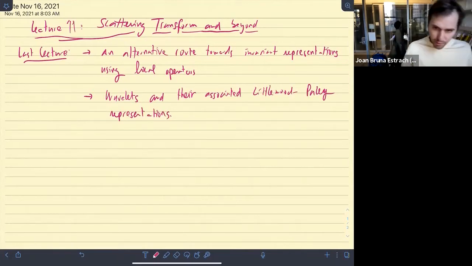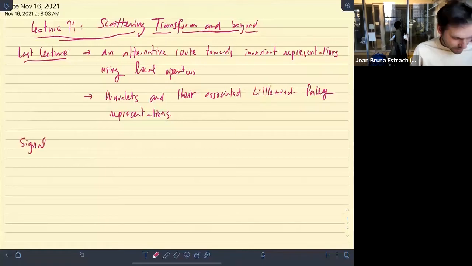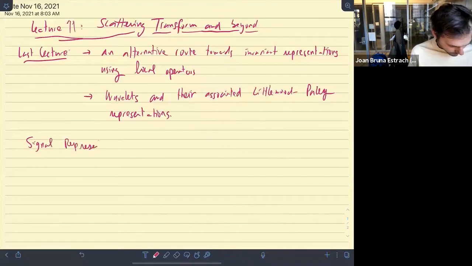So maybe it's a good time now to recap where we are. The reason why we are talking about all this is that we are really interested in building what we call invariant single representations for high dimensional learning.